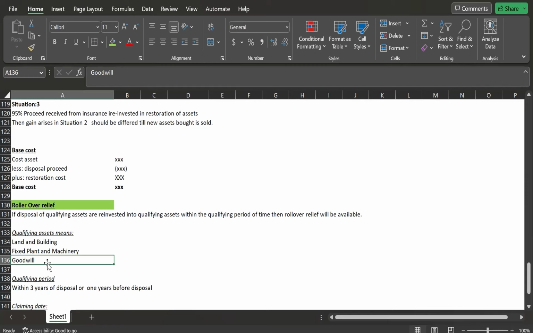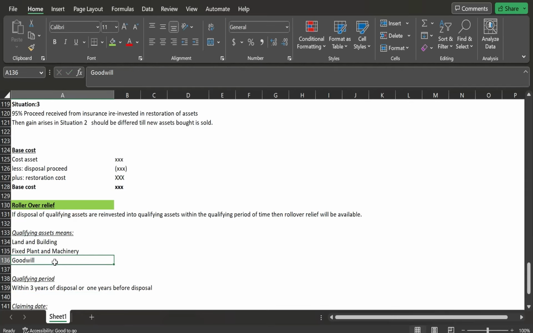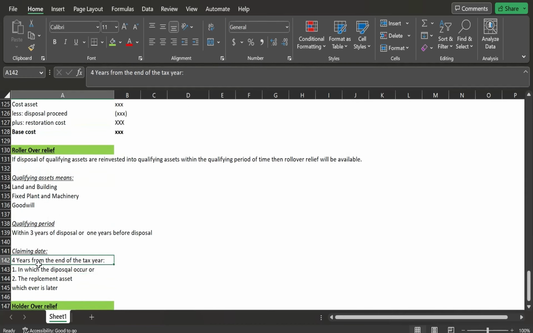So now what is the qualifying period? The qualifying period is that you either reinvest the amount within 3 years of disposal or 1 year before the disposal. Okay, so if you reinvested the amount within the qualifying period, in that case you will be eligible for the rollover relief. So now what you have to do is, for this relief you have to make a claim to HMRC, and the claiming date is 4 years from the end of the tax year in which the disposal occurred.